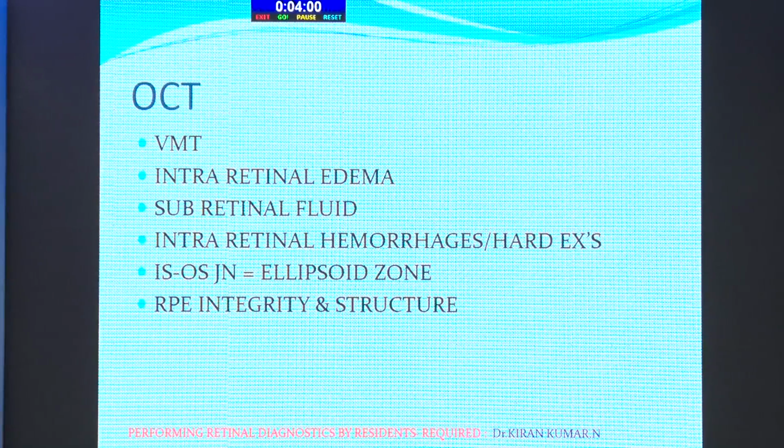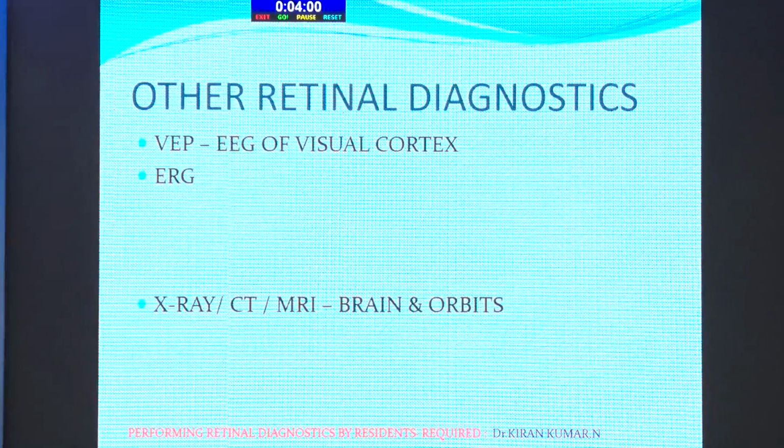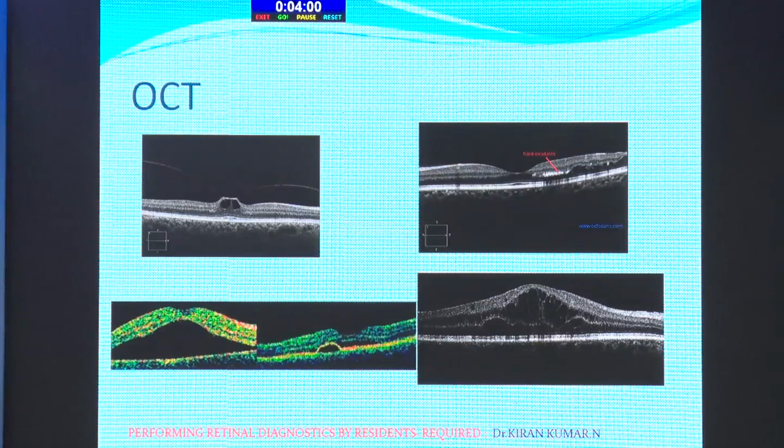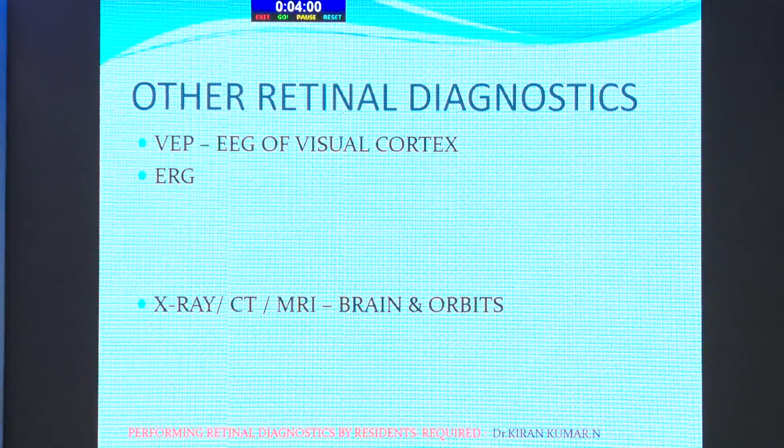And the few basic things we have to see in OCT at the resident level are vitreomacular traction, intraretinal fluid, subretinal fluid, intraretinal hemorrhages, and hot spots, that is the ISOS junction and RPE integrity and structure. And these are a few common indications for OCT. What we see clinically, these are the most common things we see in our regular OPDs. So these things should be learned in residency itself.